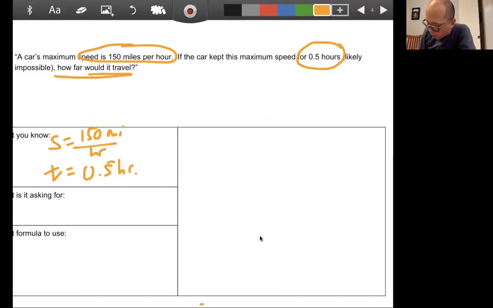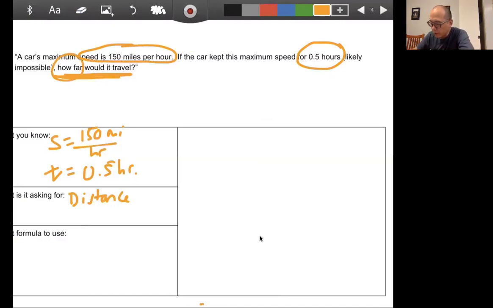How far would it travel? How far? What is it asking for if it says how far? Hopefully you can see how far means distance. We talked about it before, how far could mean distance, could mean displacement, but in this situation, because we're dealing with speed, the only thing that makes sense to be finding here is distance and not displacement. Displacement would be a vector quantity. Speed and distance are scalar quantities.